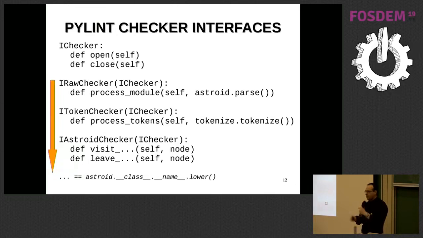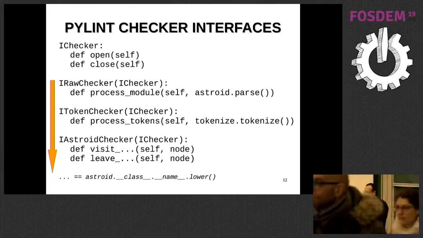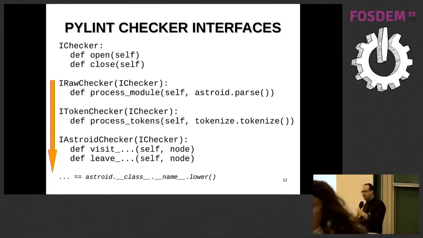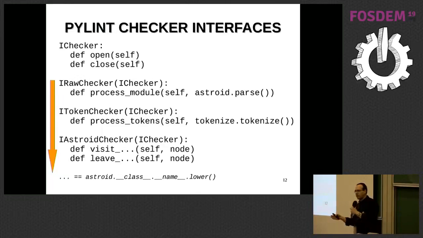The names are pretty much self-explanatory. So we have open and close, which are executed at the beginning and at the end. Then you have the raw checker interface. This is not used very often, only in a few places. Process module receives the result of astroid parse, so you can scan the entire module as a whole if you wish. Then you have the token checker interface, which provides the process tokens method. This receives the result of tokenize. And the most commonly used, more than 90% of the time, is the AstroidChecker interface.